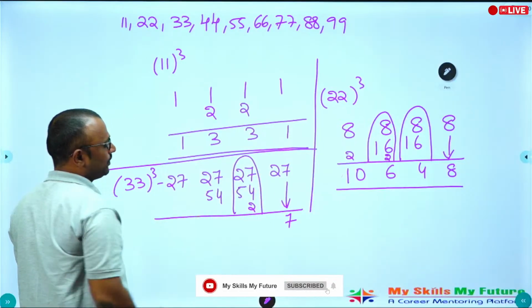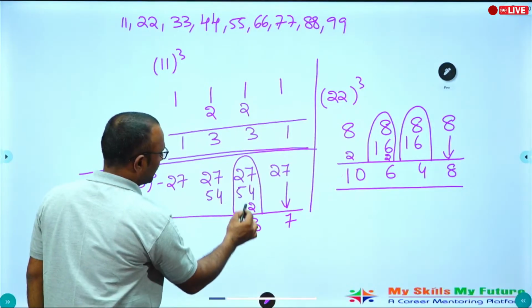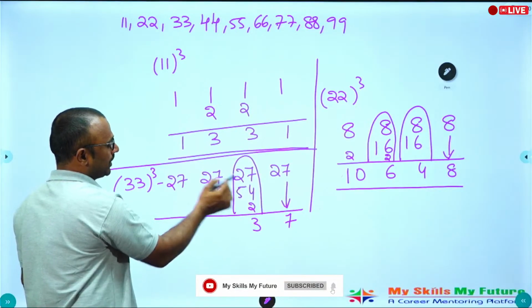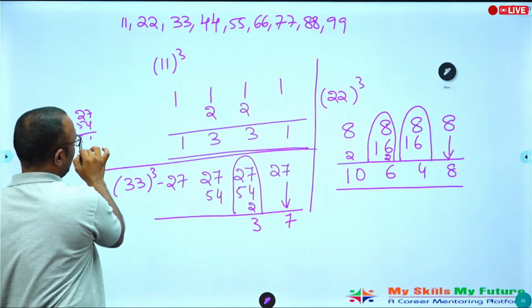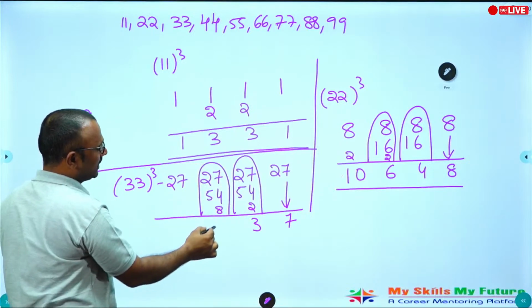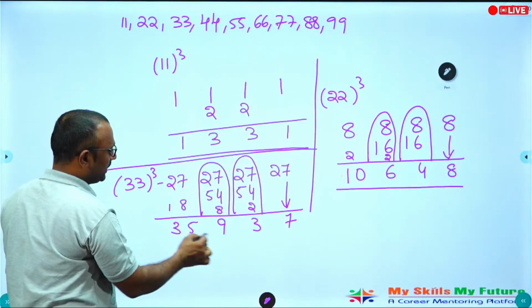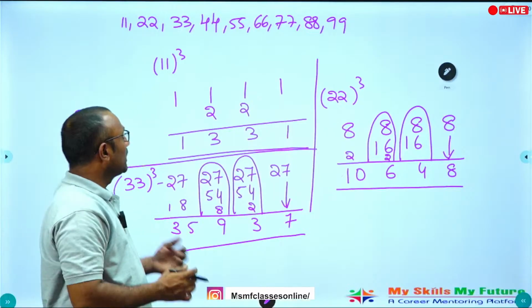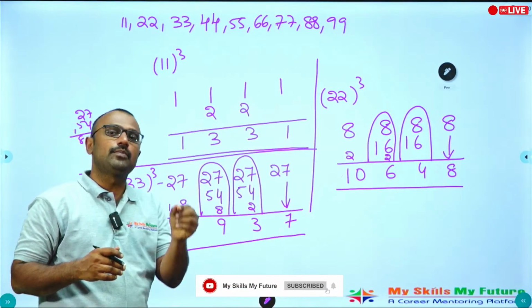So, 27 plus 54 we get 81, plus 2 is 83. Then 81 plus 8 we get 89. So, we get 35937.